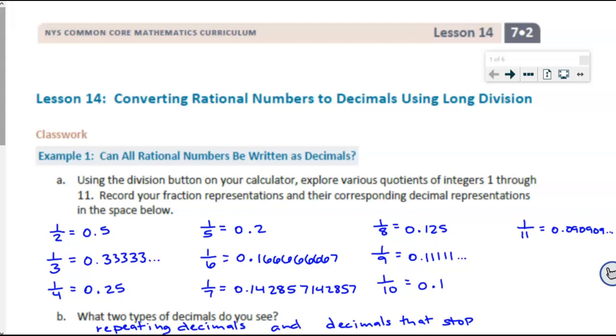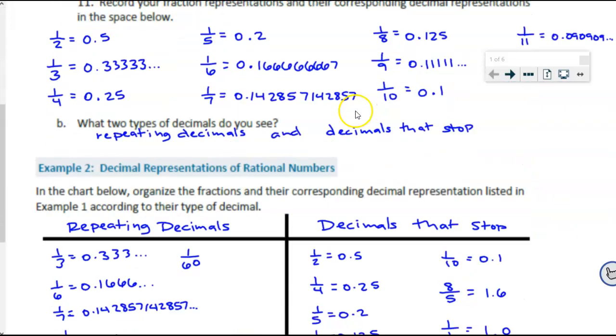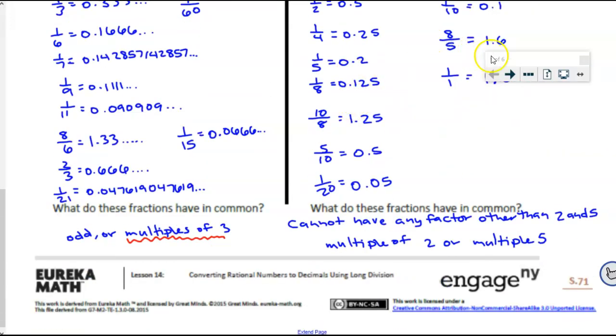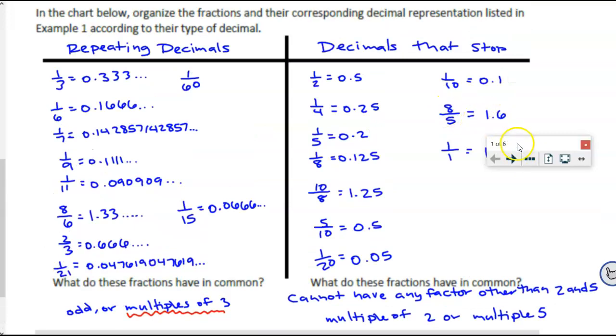All right, this is our second video on EngageNY, Module 2, Lesson 14, Converting Rational Numbers to Decimals Using Long Division. What we saw when we just finished the first page yesterday, we saw some patterns in different fractions, or when we divided different numbers. When the divisor, or the denominator, was made up of multiples of 2 and 5, then it was a decimal that stopped. It did not repeat.